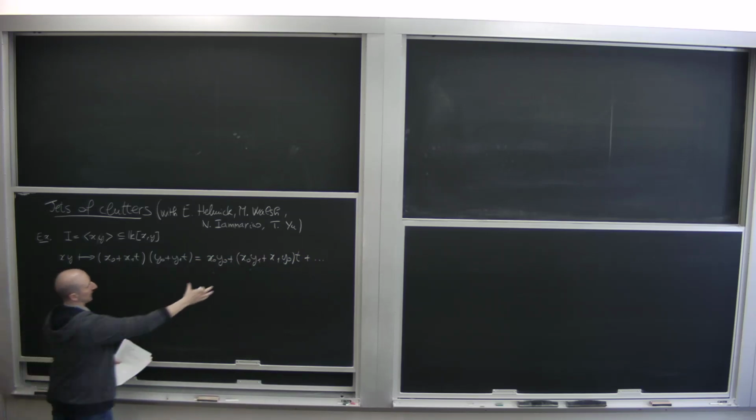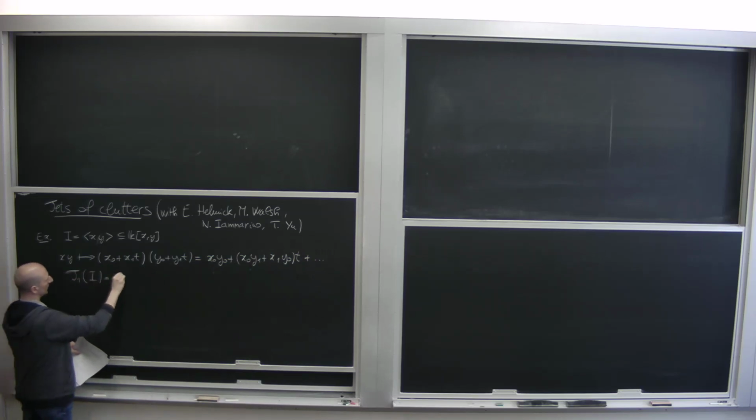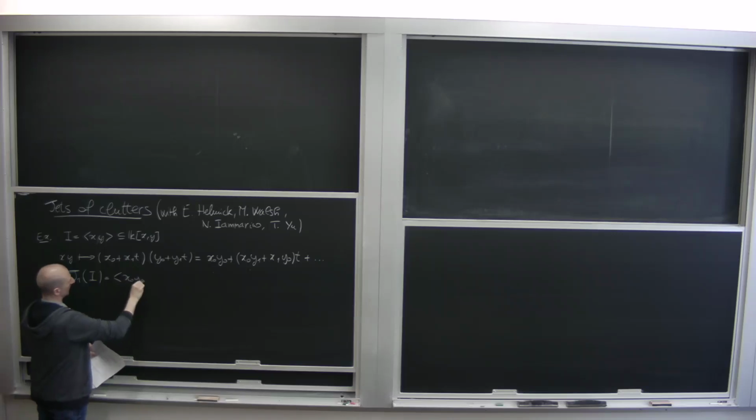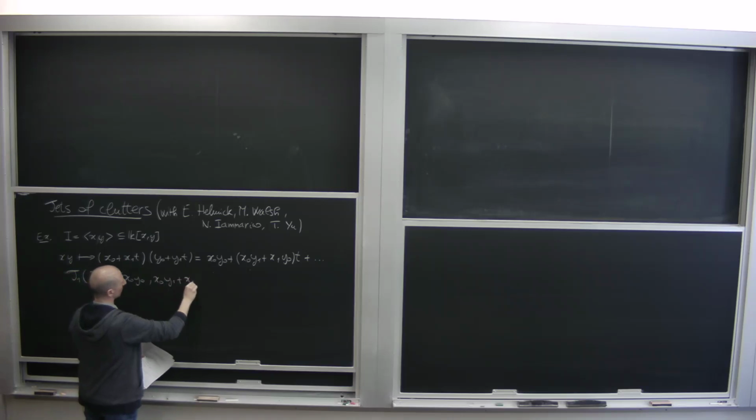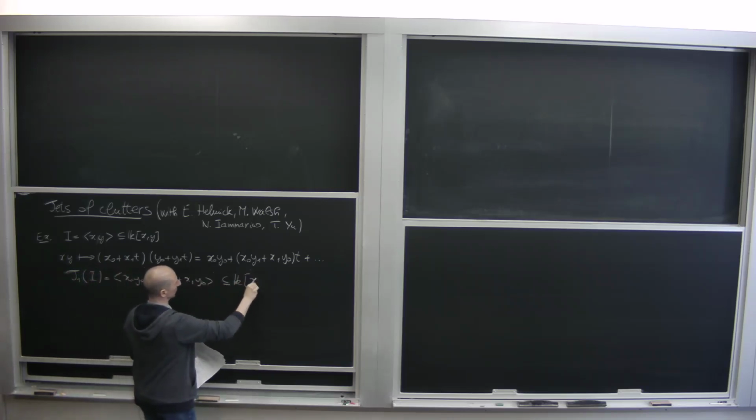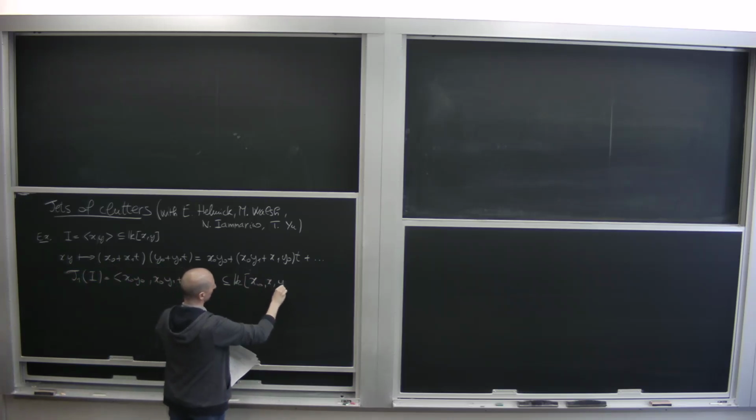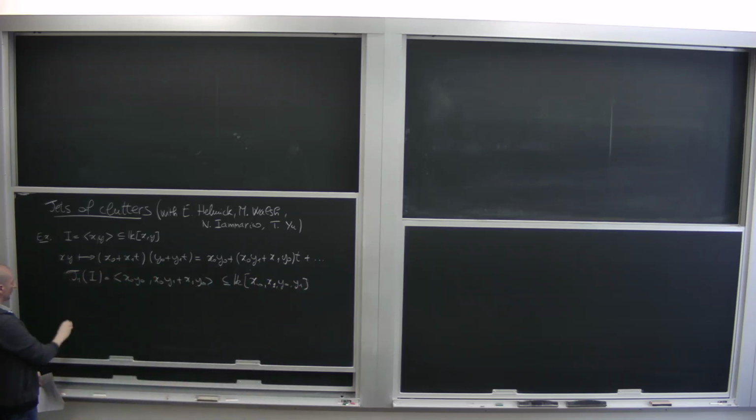Then we extract these coefficients and form a new ideal with those. I'm going to write a curly J here, J1 of I. This ideal will be generated by x0y0 and x0y1 plus x1y0, and it lives in this bigger polynomial ring with variables x0, x1, y0, y1. If you want to do second order, you would do something similar.